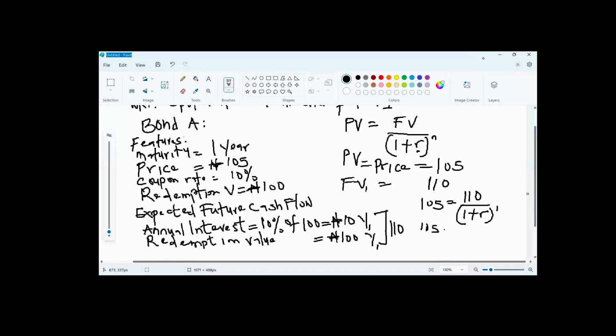105 into bracket 1 plus R raised to power 1. Any number raised to power 1 is equal to that number, under rule of indices. This will equal to 110. This is 105, please. We are trying to calculate R.